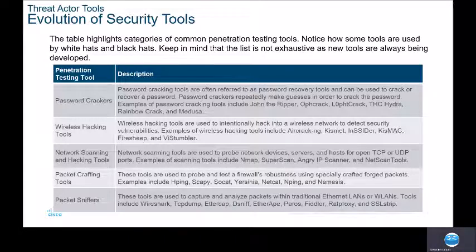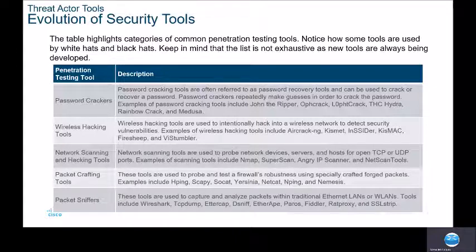Network scanning and hacking tools. These tools are used to probe networks, devices, servers, and hosts for open TCP and UDP ports. Examples of these tools are Nmap, SuperScan, Angry IP Scanner, and NetScanTools. Packet crafting tools, and so these tools are used to probe and test a firewall's robustness using specifically crafted forged packets. Examples include Hping, Scapy, Socat, Yersinia, Netcat, Nping, and Nemesis.